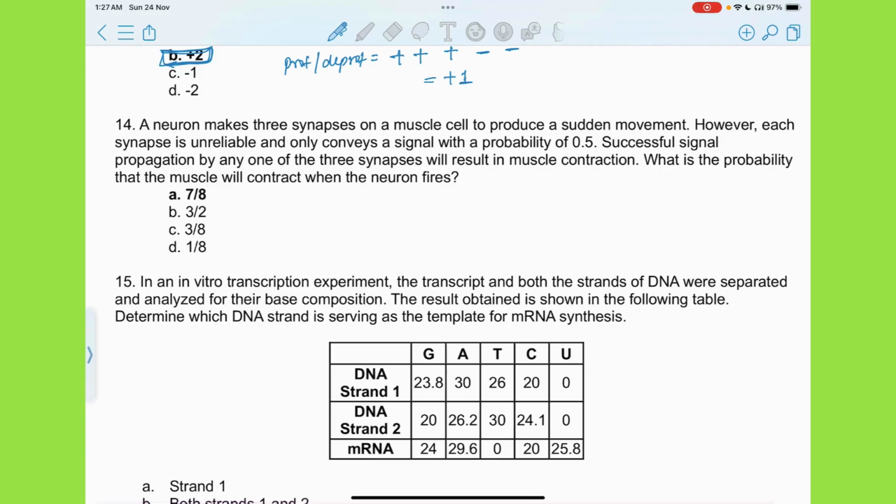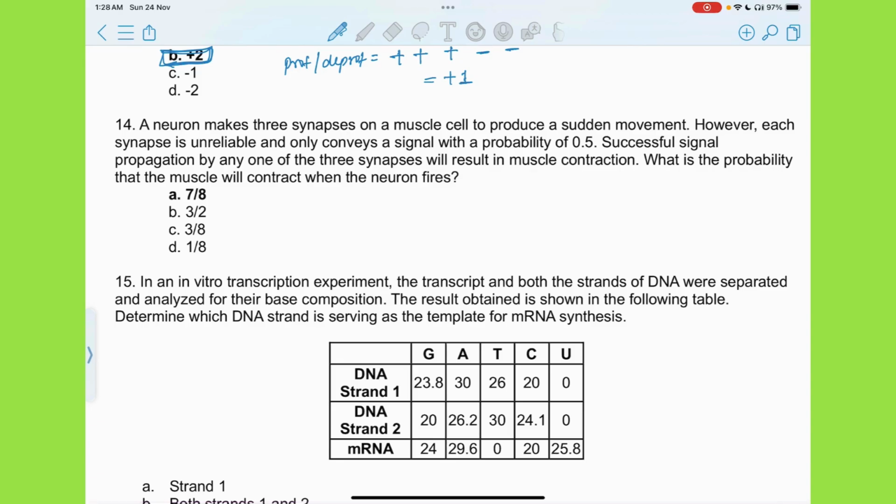A neuron makes 3 synapses on muscle so as to produce a sudden movement. However, each synapse is unreliable and only conveys a signal with a probability of 0.5. Successful signal propagation by any one of the 3 synapses will result in a muscle contraction. What is the probability that the muscle will contract when the neuron fires?